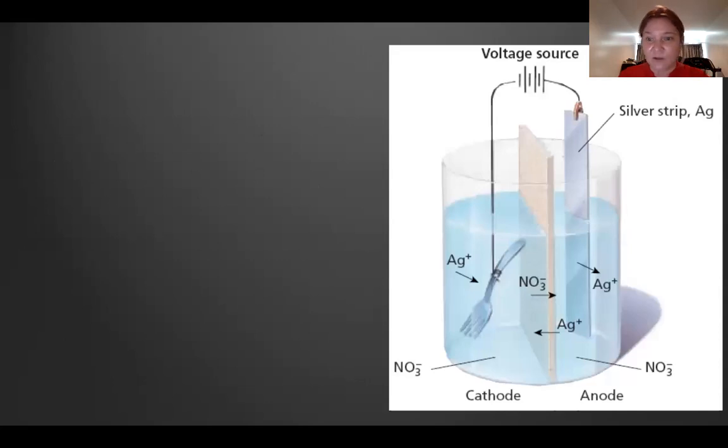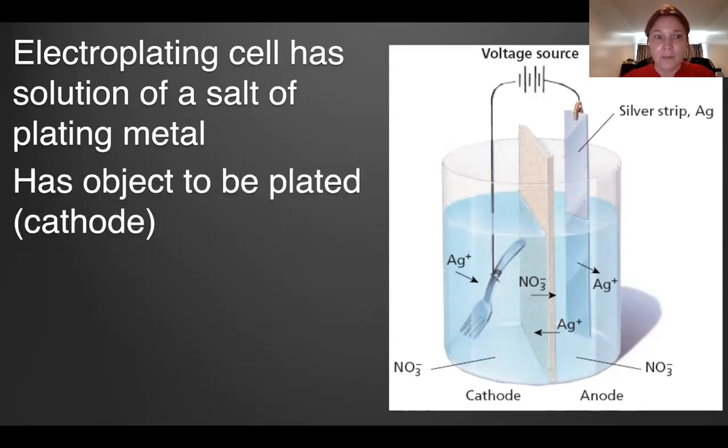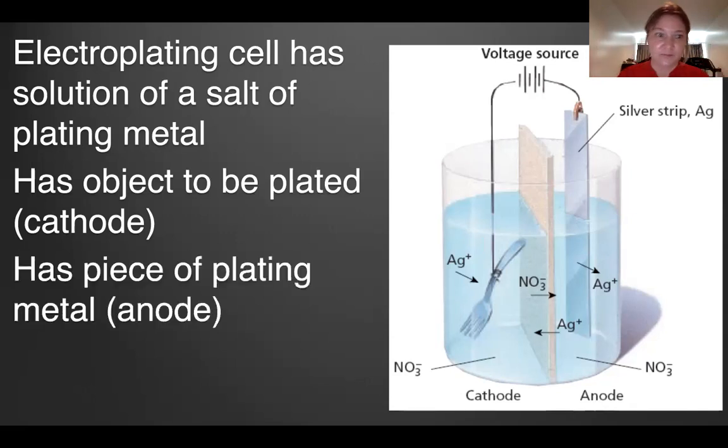So this is an example of an electroplating cell. The cell is going to have a solution of a salt of the plating metal. In this example, we're going to plate silver on top of a fork. So the object to be plated is the cathode, because remember the metal that doesn't like to be oxidized is going to be forced to be oxidized so that the ions will be deposited on the cathode where the metal ions are reduced. So the piece of plating metal is the anode.